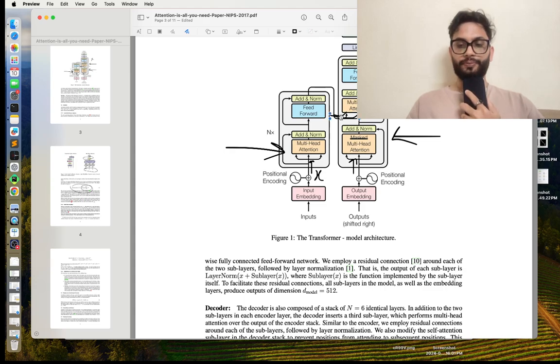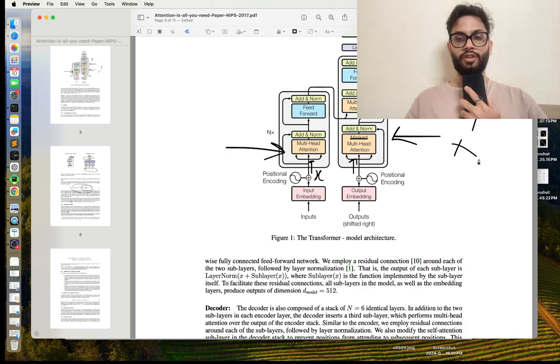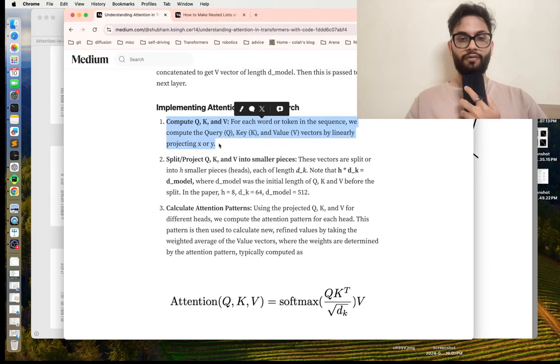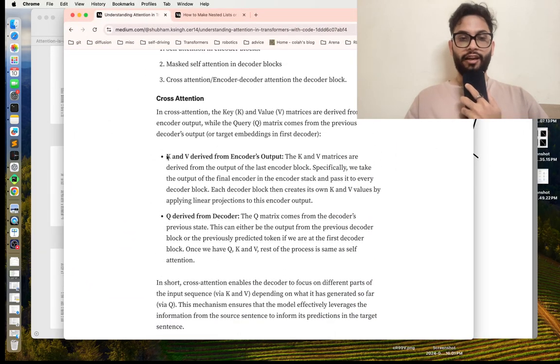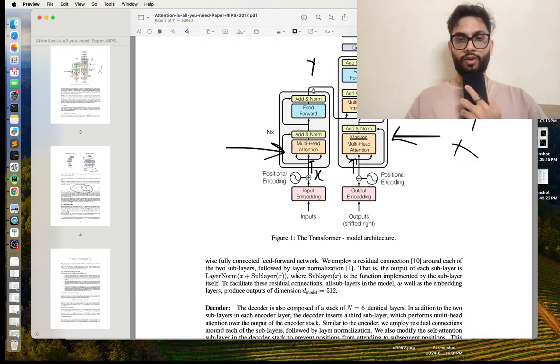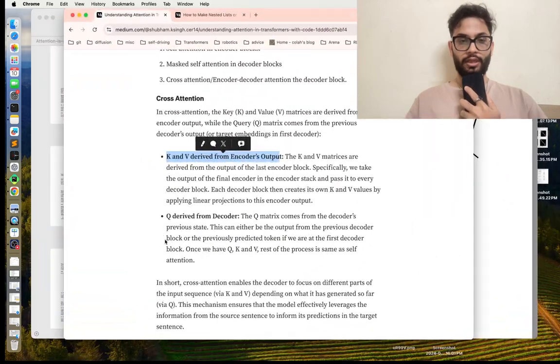Here things are a little bit different. Cross attention takes two inputs. Let's call X what comes from the previous decoder, and Y comes from the encoder. That is what happens in cross attention. So how do we calculate Q, K, and V in this case? In cross attention, we derive K and V from the encoder's output, and Q is derived from the decoder.